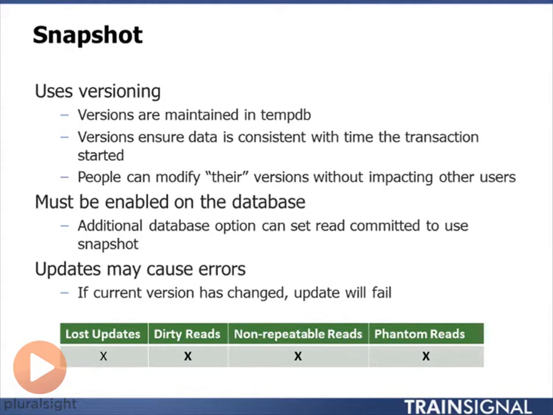Now, snapshot isolation will prevent all four possible concurrency issues. The way that it does this is by utilizing versioning. Basically, when I use Snapshot, I'm going to get my own version of the data, my own little sandbox that I can play with inside of TempDB. Through the use of versioning, SQL will ensure that the data that I'm looking at is consistent from when I started my transaction. You'll also notice that with versioning, people will be able to modify their version, if you will, without impacting anybody else.